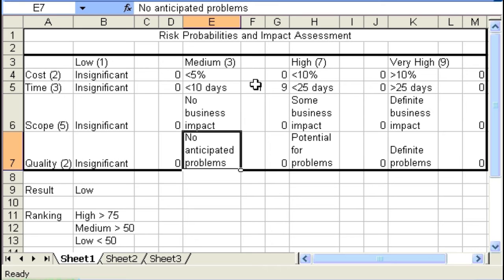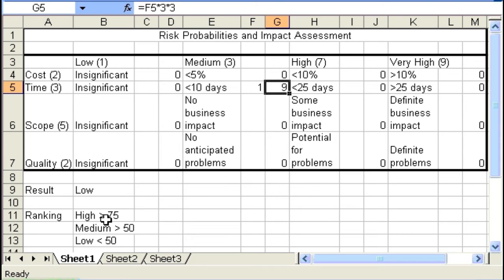And as you can see by the example that I filled in already, if you put a 1 in the column, so the time impact is less than 10 days, we put a 1 in that column, it's going to do the math and give us a value of 9 as the risk impact based on the time axis. And the 9 is simply the multiplication of the weight for medium of 3 times the weight for time of 3. You would complete this for each of the other 3 criteria, and you would come up with a resulting ranking for the risk, where the ranking is determined by low if the sum is less than 50, medium if it's greater than 50 and less than 75, or high if it's greater than 75.